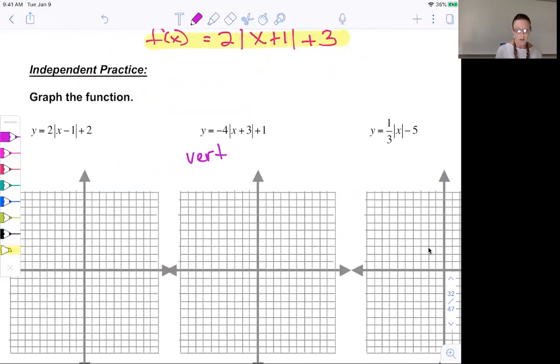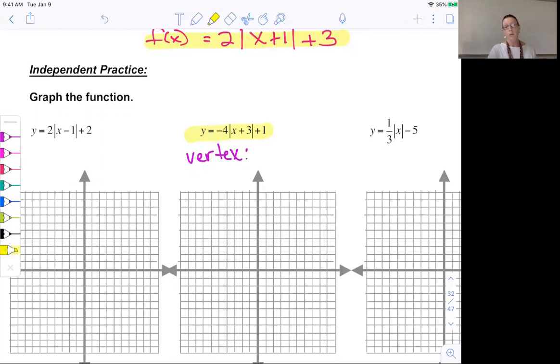So I should see two things to know that you're understanding what the numbers in the problem represent. We should first look at the vertex of the equation that you're given, because that vertex needs to be the focus of our graph. So we have y equals -4 absolute value of x plus 3, and then outside is a plus 1.